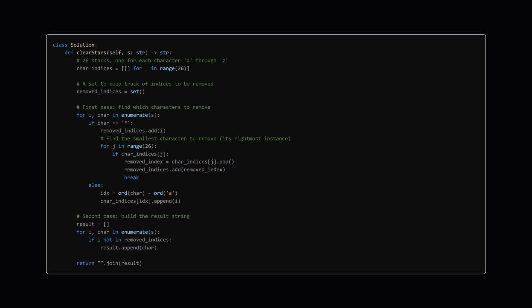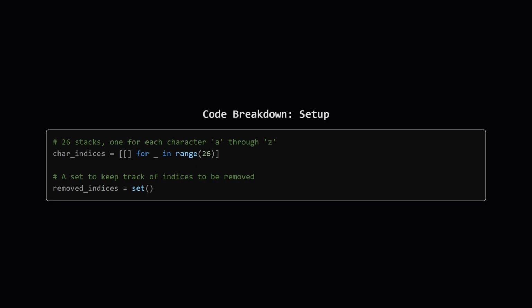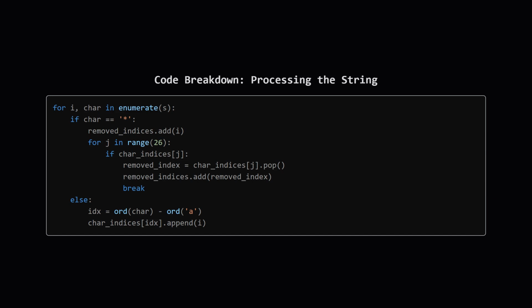Alright, here's the full Python code that puts our strategy into action. I know it looks like a chunk of code, but we'll go through it bit by bit. It's really just doing exactly what we planned. First up, we get our tools ready. We create our list of lists, called char indices, which will act as our 26 stacks. Then, we create something called a set, which we'll name removed indices. A set is just a super fast way to keep track of things without any duplicates. We'll use it to remember the positions of all the characters we need to delete. Now we loop through the input string, character by character. If the character is a letter, we figure out its place in the alphabet. A is 0, B is 1, etc. And we add its current position to the right stack.